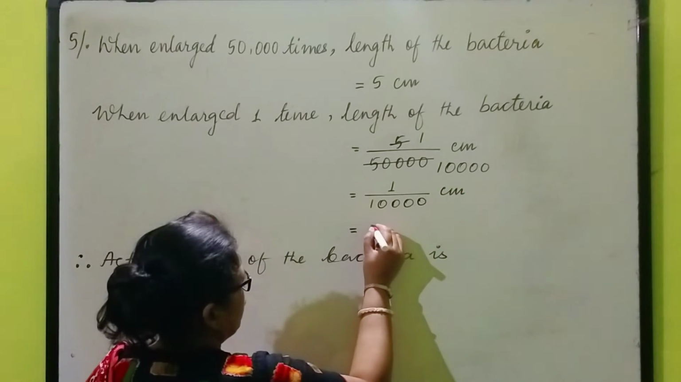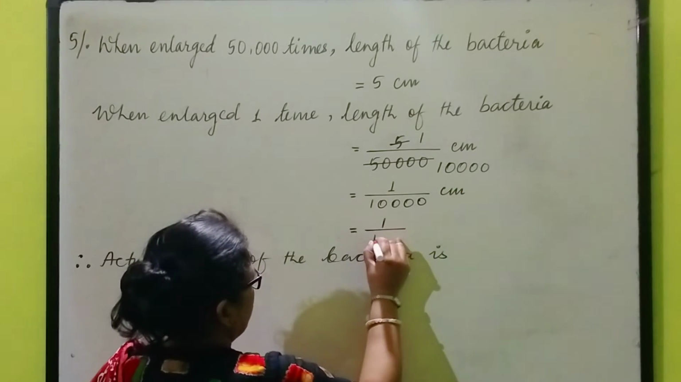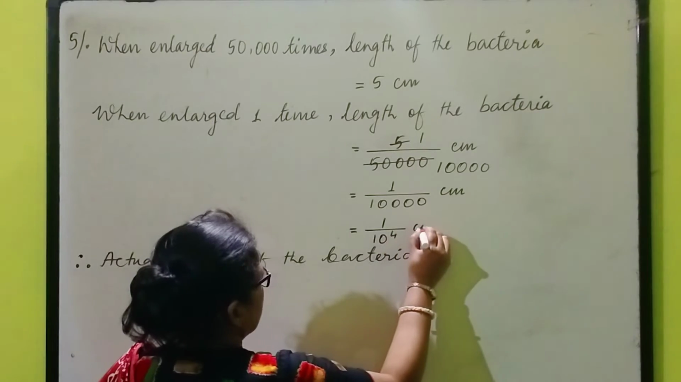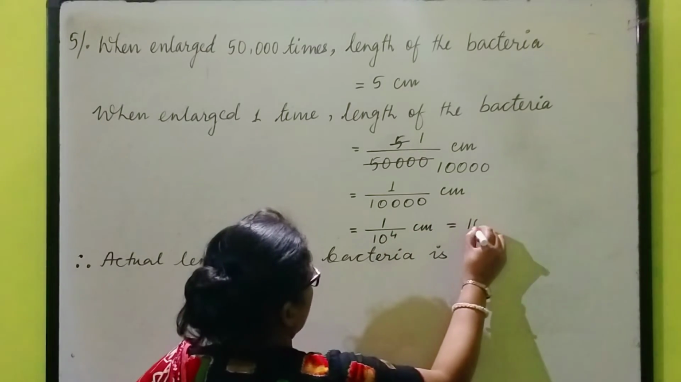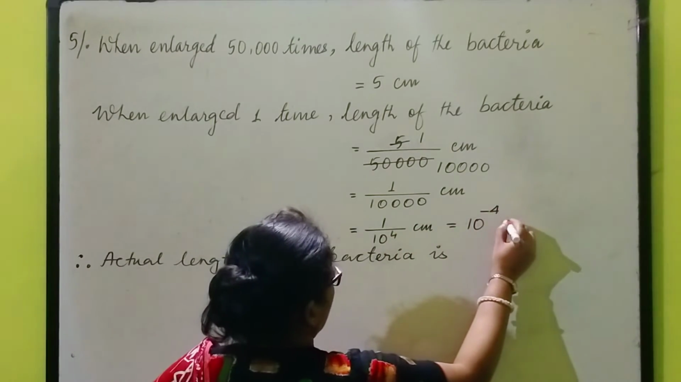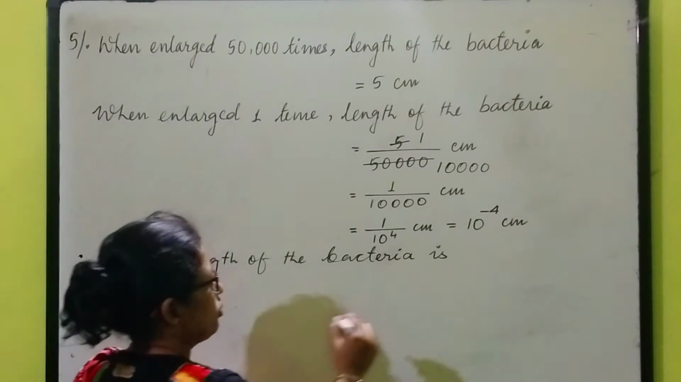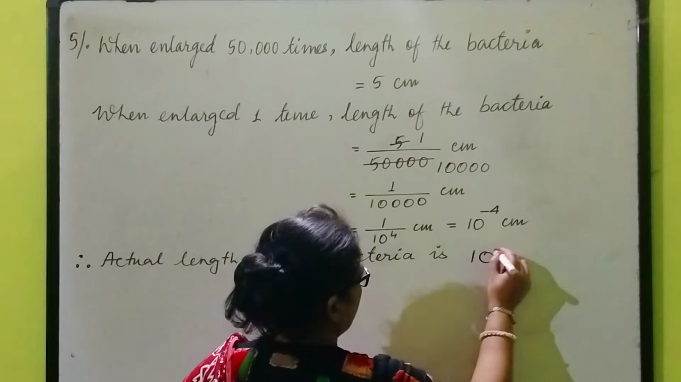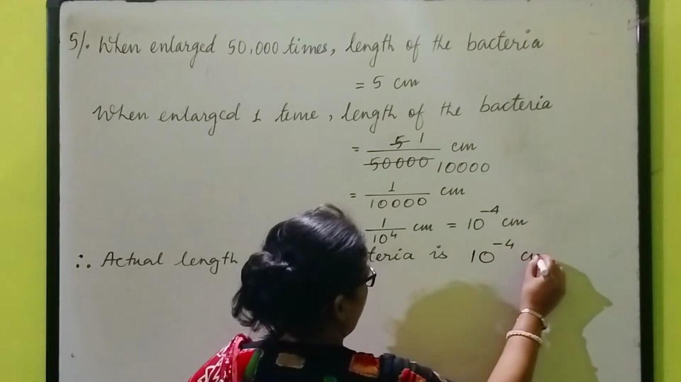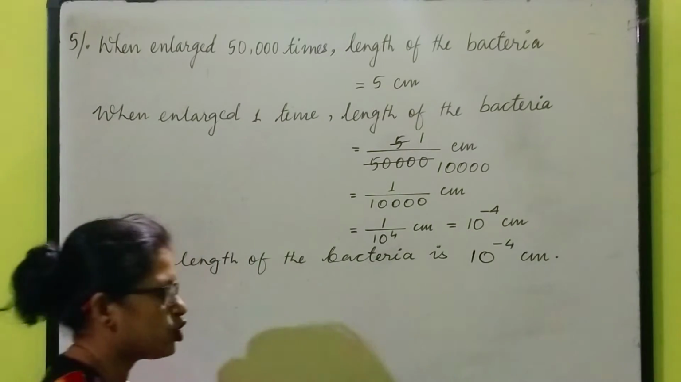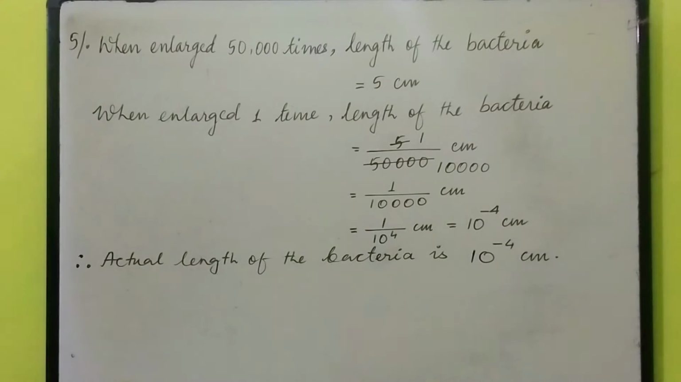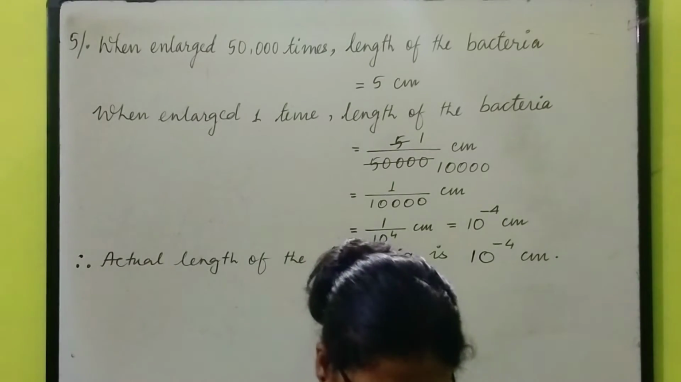Or it can be written as what? 1 by 10 to the power 4 centimeter, or 10 to the power minus 4 centimeter. Isn't it? So, the actual length of the bacteria is 10 to the power minus 4 centimeter. This is the actual length of the bacteria. Now see, my dear students, this answer is not finished.